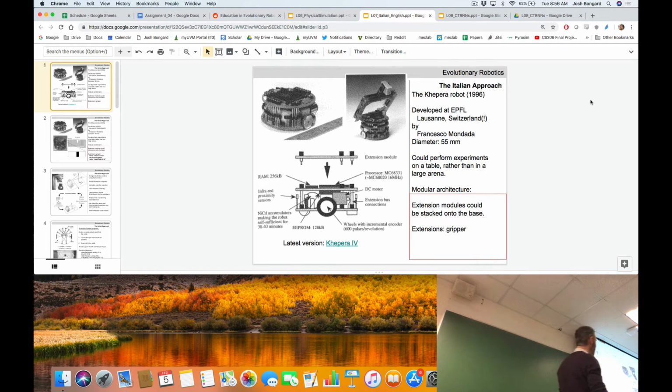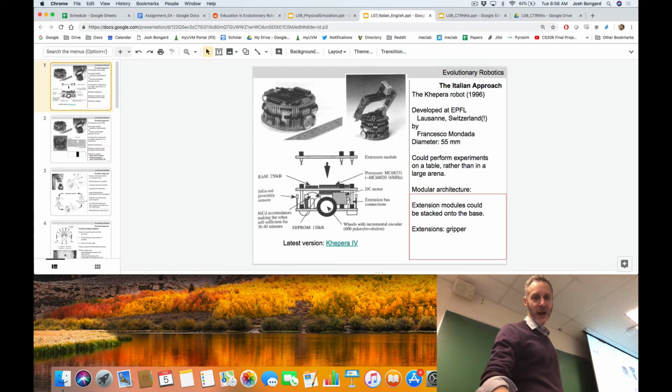You've probably heard of the Khepera's much more famous cousin, the Roomba. As you can see, the Roomba and the Khepera are kind of similar. Both have two wheels. One of the nice things about the Khepera is it's very small. It's about the size of a hockey puck. So you can put it on a table and carry out experiments on a tabletop. The other nice thing about the Khepera is it has this modular architecture where you can snap on extension modules on top of the base chassis of the robot.